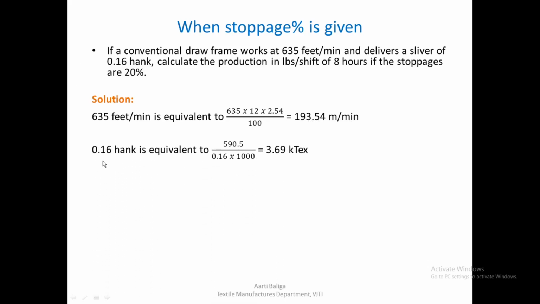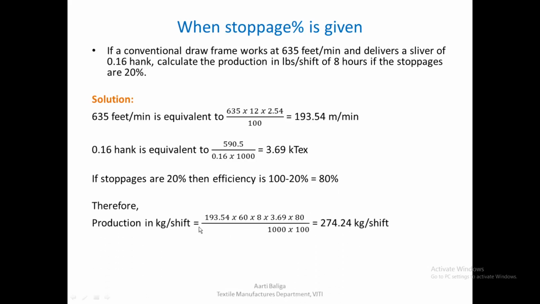This hank also, as before, we can just convert to tex, that is 590.5 divided by 0.16, I will get it as tex, and then when I divide by 1000, I will get kilotex. So I've got these values. Now we see that the stoppages are 20%. It indirectly means that efficiency is 100 minus 20, that is 80%.